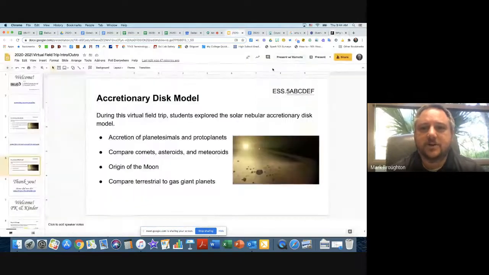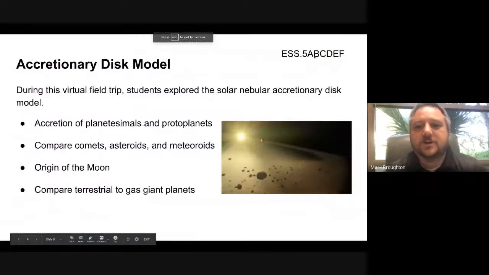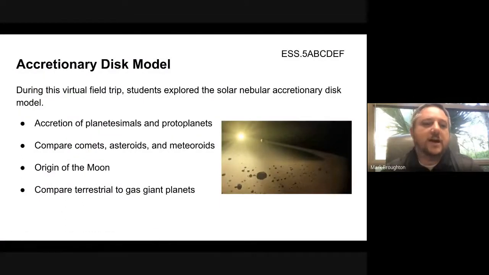All right, now we're going to do a quick recap of what we did today. So during this virtual field trip, we explored the solar nebular accretionary disk model. We discussed the accretion of planetesimals and protoplanets. We compared comets, asteroids, and meteoroids, explored the origin of the moon, and last, we compared terrestrial to gas giant planets.